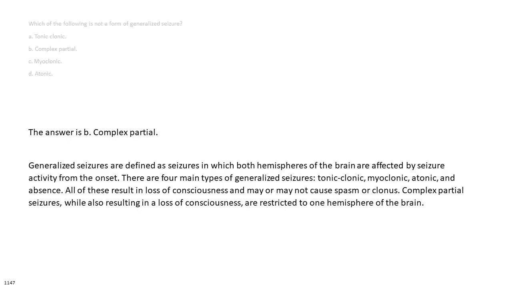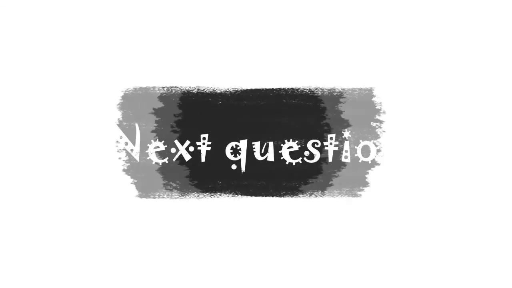The answer is B. Complex partial. Generalized seizures are defined as seizures in which both hemispheres of the brain are affected by seizure activity from the onset. There are 4 main types of generalized seizures: tonic-clonic, myoclonic, atonic, and absence. All of these result in loss of consciousness and may or may not cause spasm or clonus. Complex partial seizures, while also resulting in a loss of consciousness, are restricted to one hemisphere of the brain.